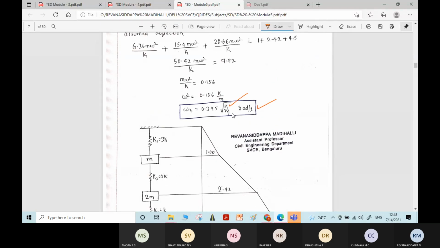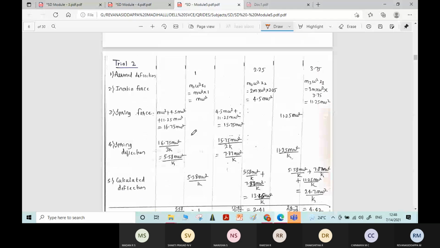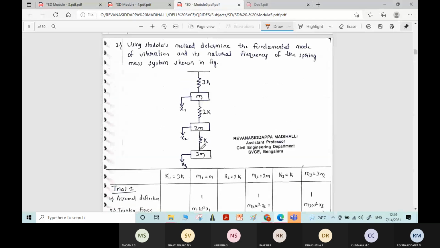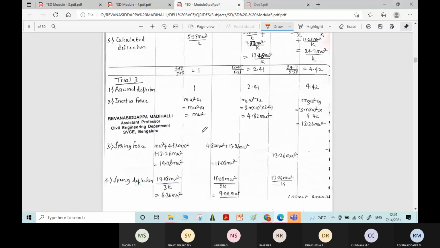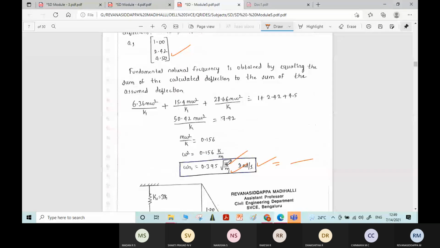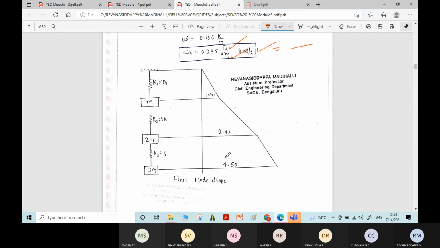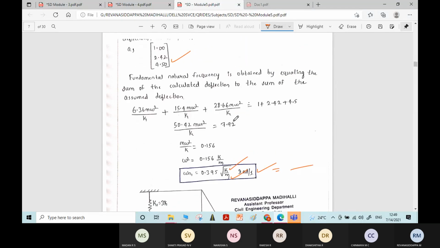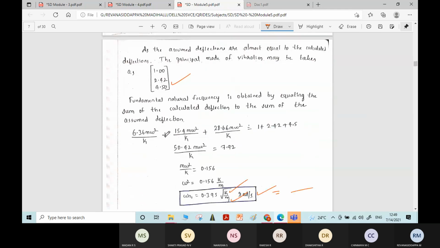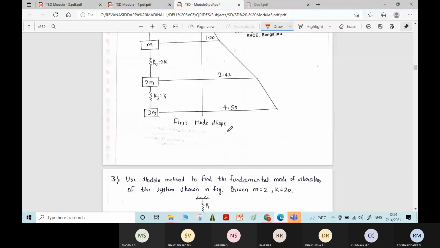If stiffness and mass values are given, substitute and write whatever natural frequency you get. But in this problem, stiffness and mass values are not given, just m, 2m, 3m like that. So in terms of k and m, the natural frequency is determined here: omega n is equal to 0.395 root of k by m. The mode shape is also written referring to these values, that is 1, 1, 2.42 and 4.5. Very simple problem. We can easily get full marks if a question is asked on Stodola's method.